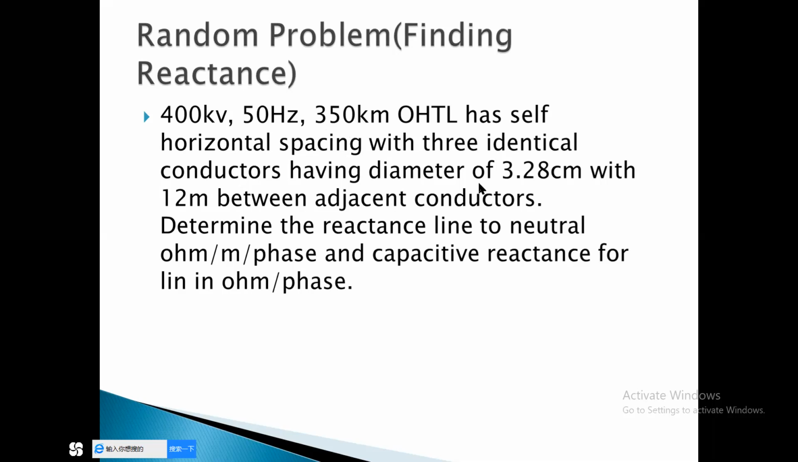So here is the diameter. What will be the radius of the conductor? You know 3.28 is the diameter. What will be the radius? You can tell me. If the diameter is 3.28, what will be the radius?